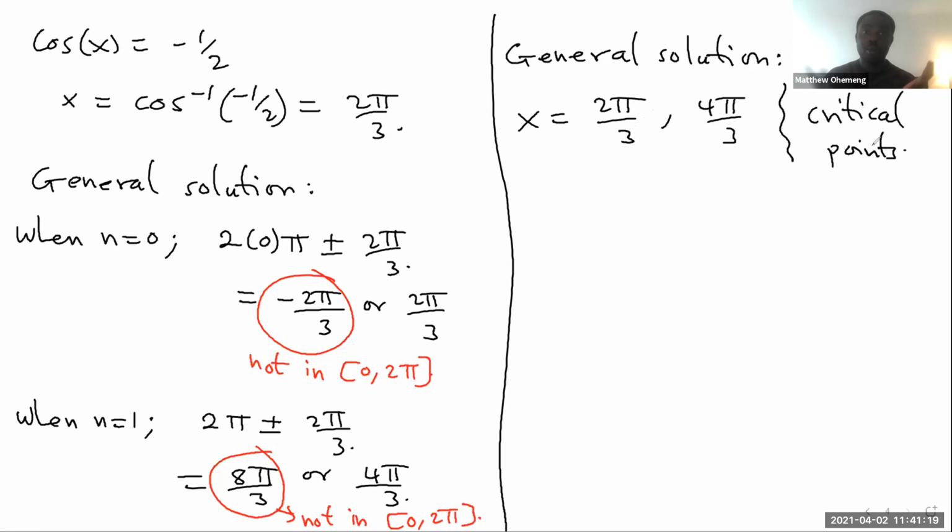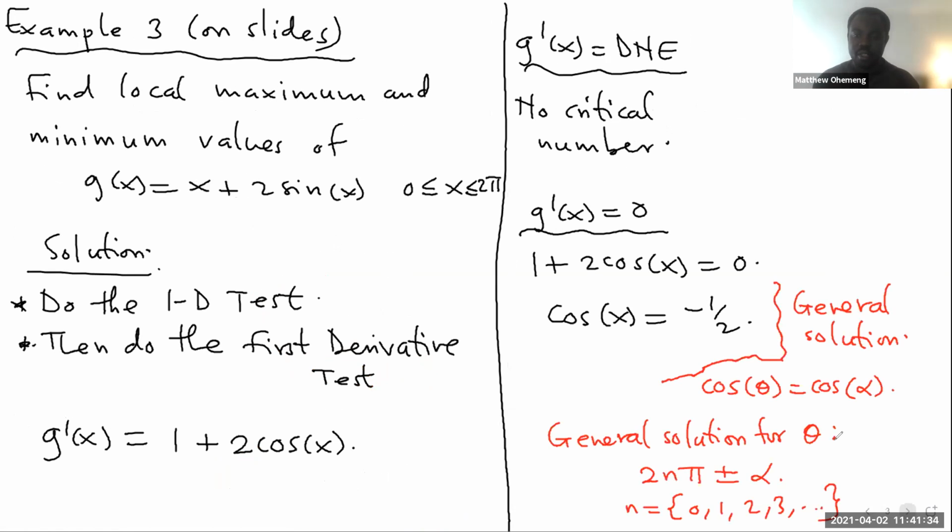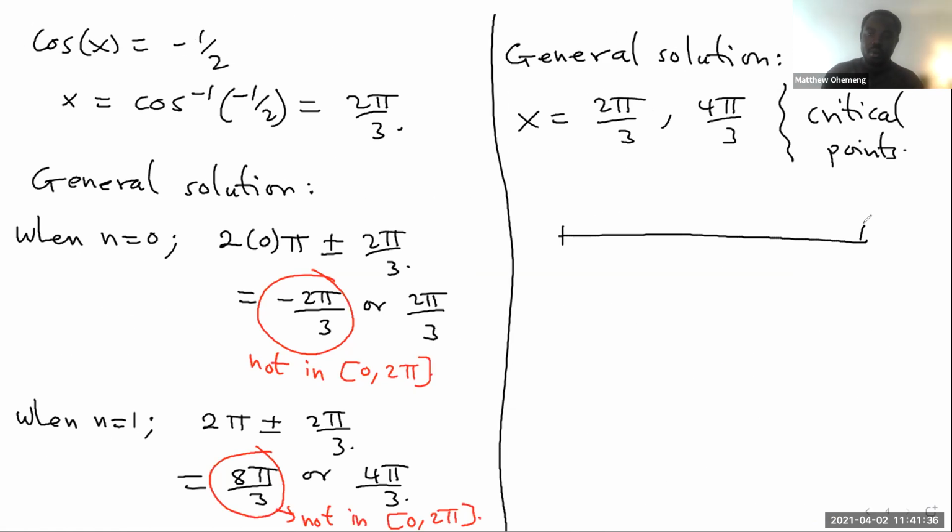Right. So if it's a polynomial, that one is more direct. You get the critical points. That's the goal. Now, after getting the critical points, what do we do? Following the ID test, we partition the domain of the function using the critical points. In this case, the domain of the original function is from 0 to 2 pi. That's the original thing, and we partition using these critical points, so that'll be 2 pi on 3, 4 pi on 3.